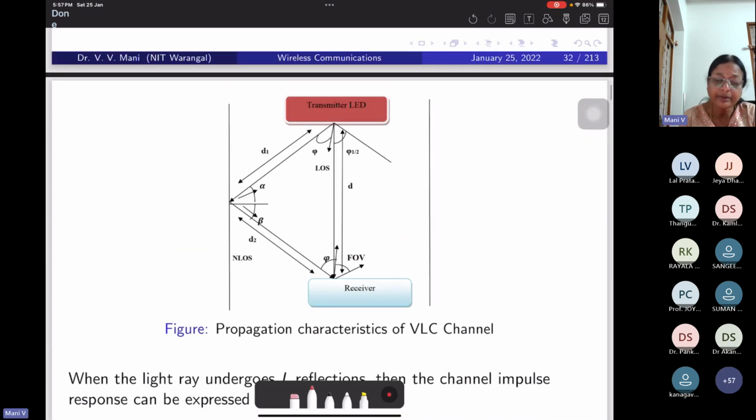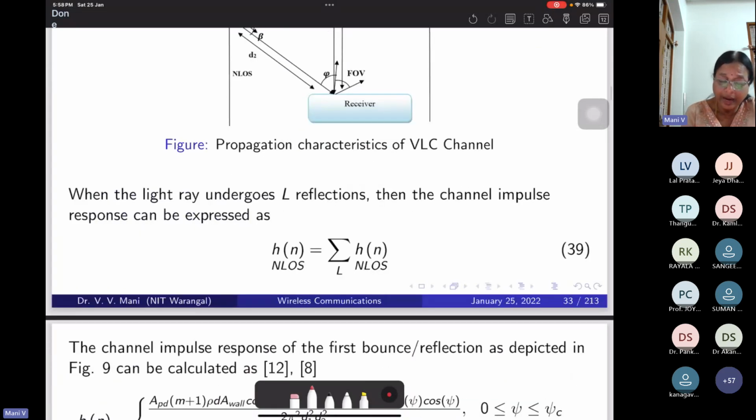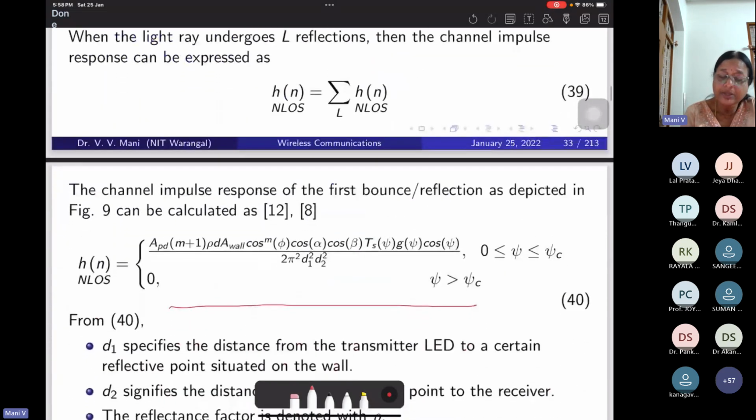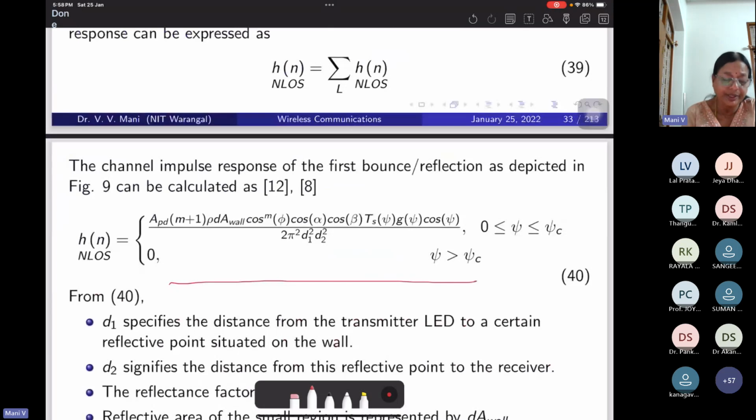Now look at the diagram. One is a transmitter LED, one is a receiver. If they are looking one to one, but because of the light emissions, they fall on a surface and again the receiver receives the reflections at different angles, similar to multipath communications. So these propagation characteristics of VLC also make us use channel estimation techniques.